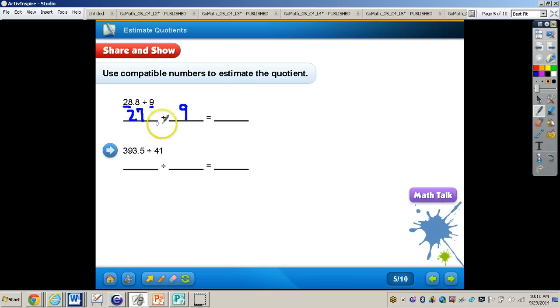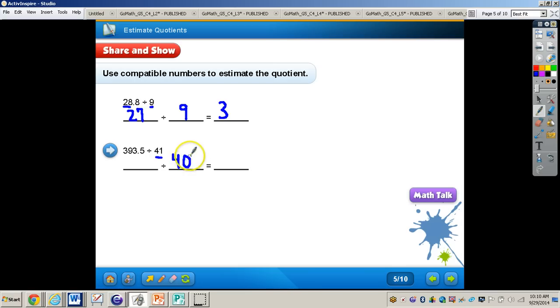Now we have 27 divided by 9 is going to give us 3 for our estimated answer. Now let's take a look at the next one. We have 393 and 5/10 divided by 41. It's very important that you always look at that divisor, which is 41. We want to round that to the nearest 10. So 41 to the nearest 10 is actually going to give us 40.